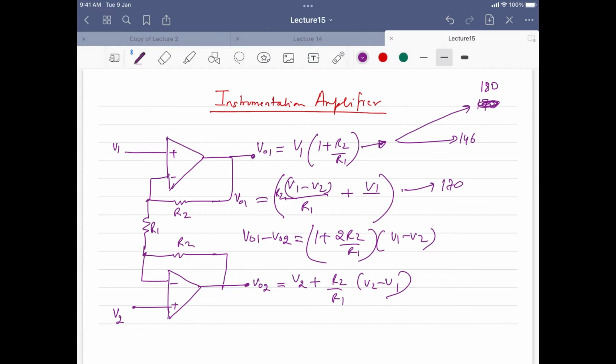Okay, so if you are not able to get it, sir, the only difference is that I'm getting V2 minus V1 in the VO1 expression instead of V1 minus V2. I'm getting R2 into V1 minus V2 minus V1. So you are getting that for VO1. Yes, sir. Oh, okay. But it should be V1 minus V2 actually, if you calculate for VO1.